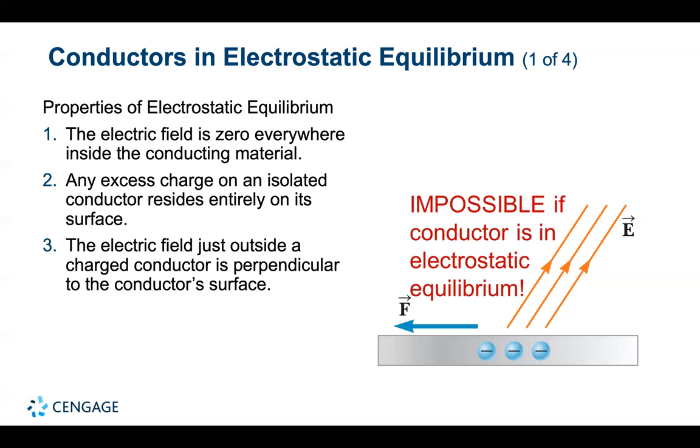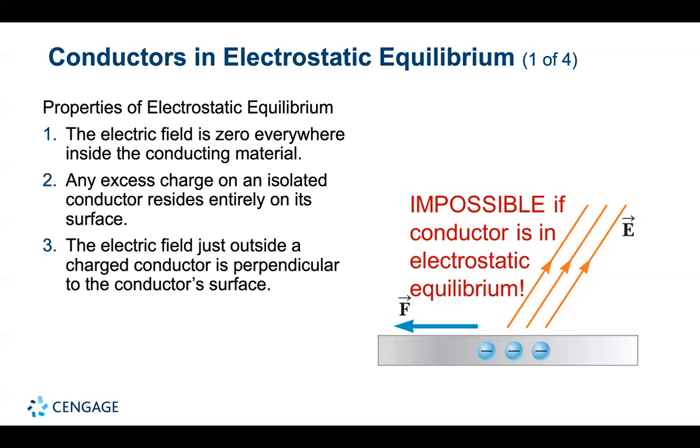Number one, the electric field is zero everywhere inside the conducting material. We can understand property one by thinking about what would happen if this were not true. If there were an electric field inside a conductor, the free charge there would move and flow, and a flow of charge or current would be created. If there were a net movement of charge, the conductor would no longer be in electrostatic equilibrium.